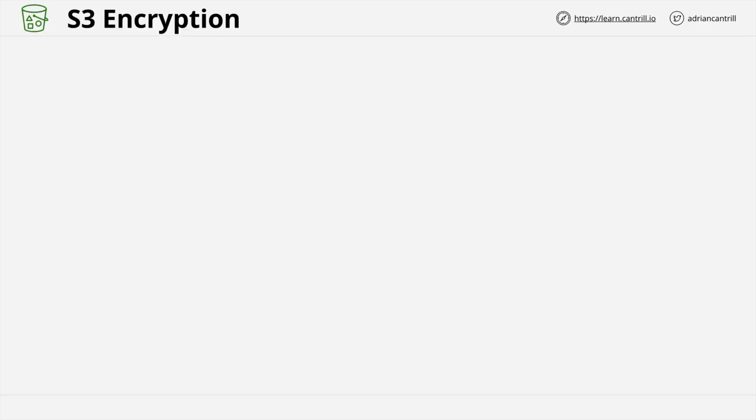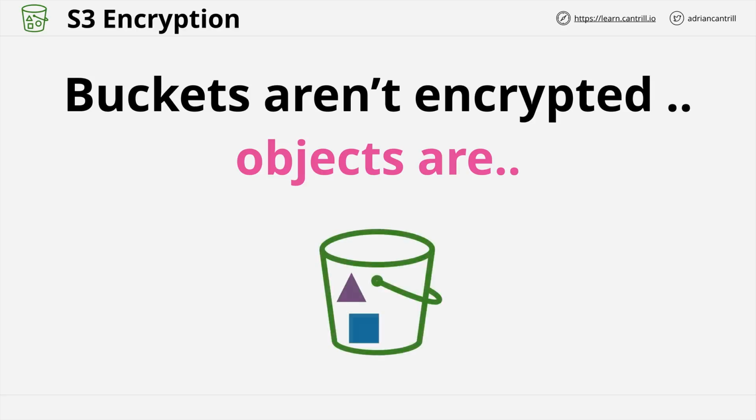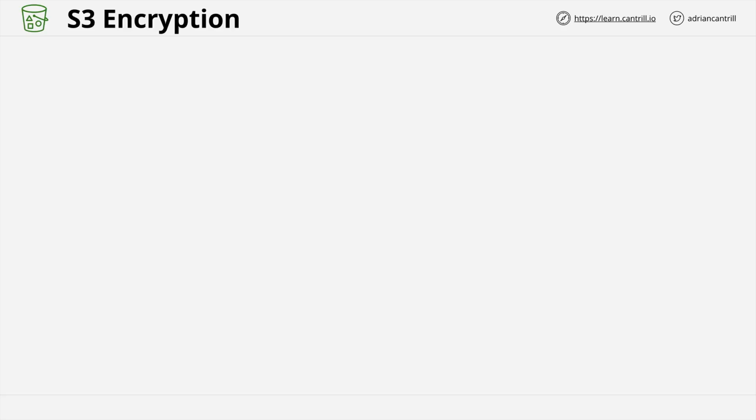Now, before we start, there's one common misconception which I want to fix right away, and that is that buckets themselves aren't encrypted. The objects inside buckets can be encrypted. You don't define encryption at the bucket level. There's something called bucket default encryption, but that's different, and I'll cover that later in this lesson. For now, just understand that you define encryption at an object level, and each object inside a bucket could be using different encryption settings.